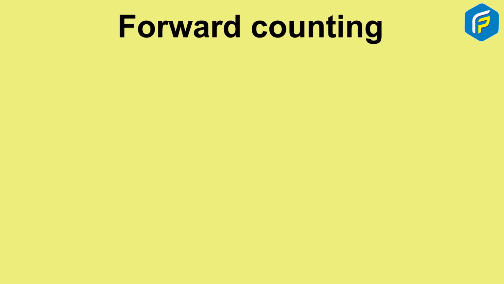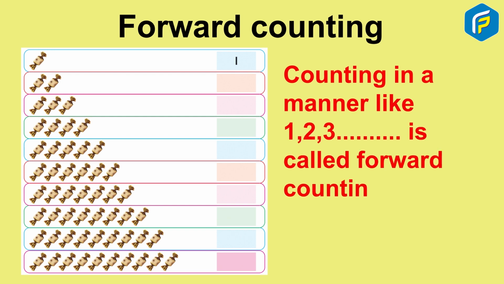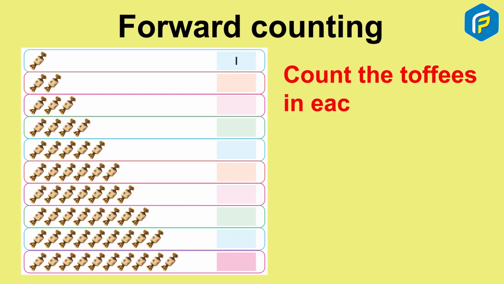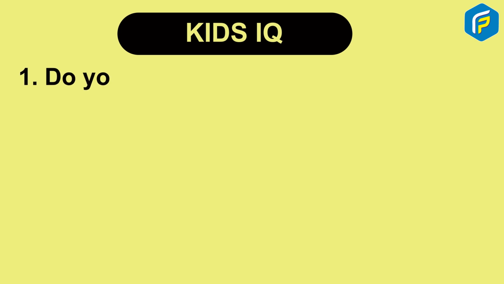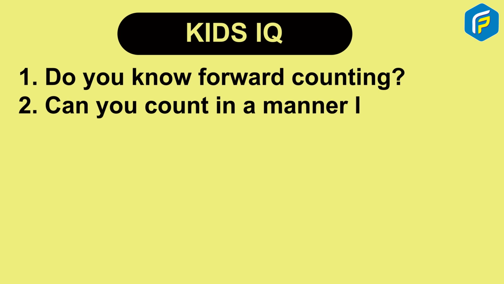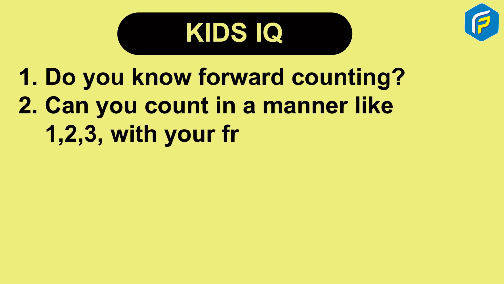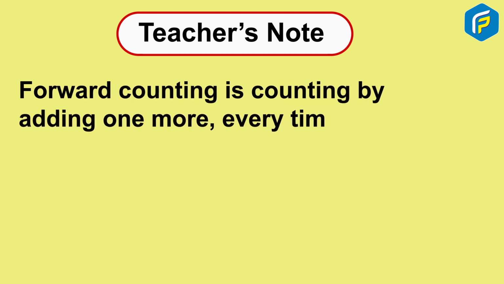Forward counting. Counting in a manner like 1, 2, 3 is called forward counting. Count the toffees in each row and write their number as shown in the first row. Kids IQ. 1. Do you know forward counting? 2. Can you count in a manner like 1, 2, 3 with your friends? Teachers note. Forward counting is counting by adding one more every time.